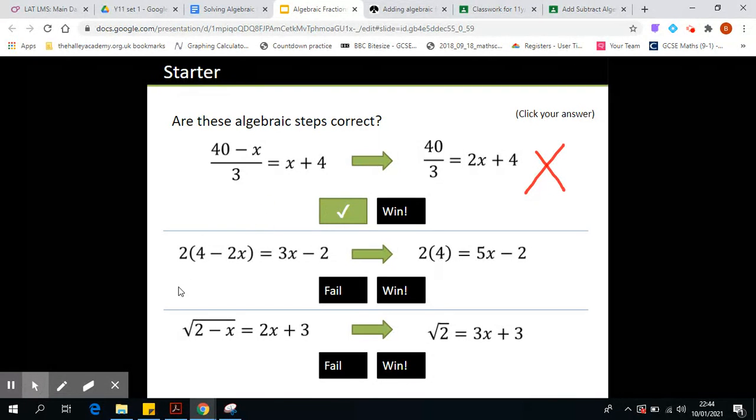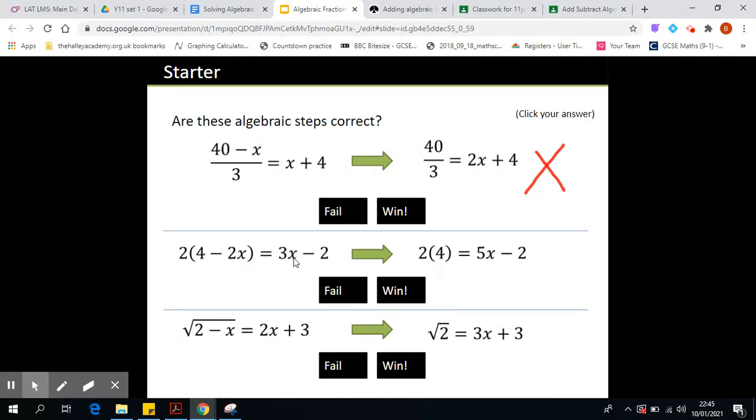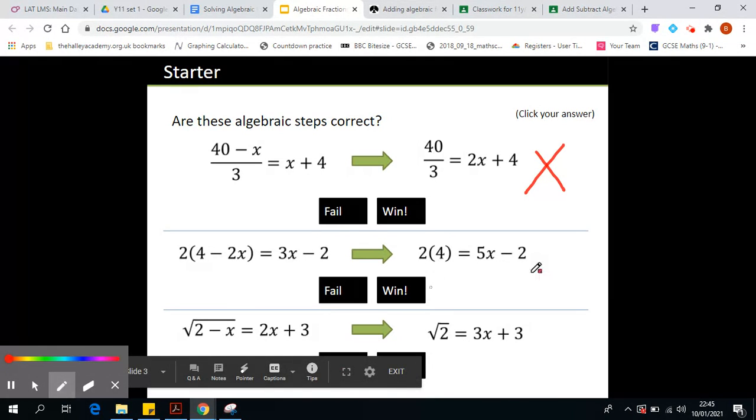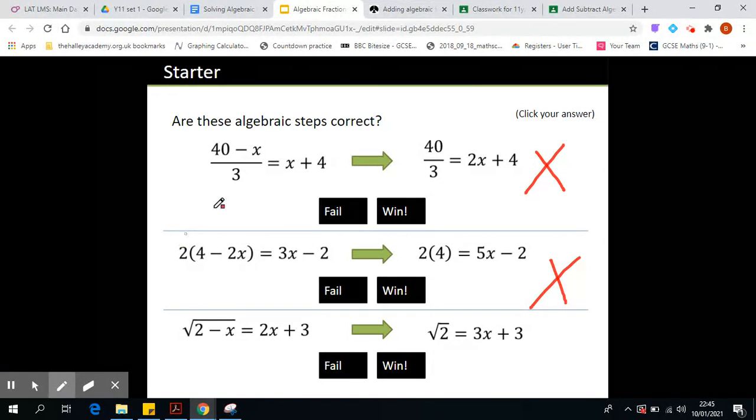Now, the next question: 2 multiplied by 4 minus 2x equal to 3x minus 2. Some of the students could add 2x on both sides to get 5x. This is incorrect because 2 has to be multiplied with every single term in the brackets, which gives us 4x rather than just 2x.